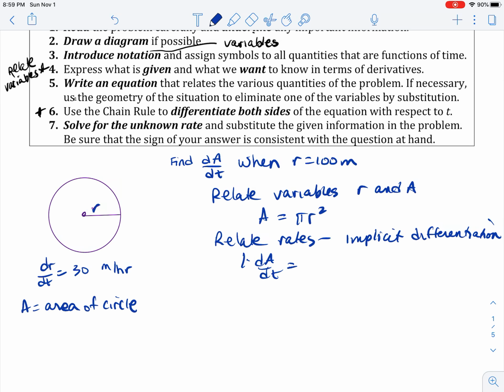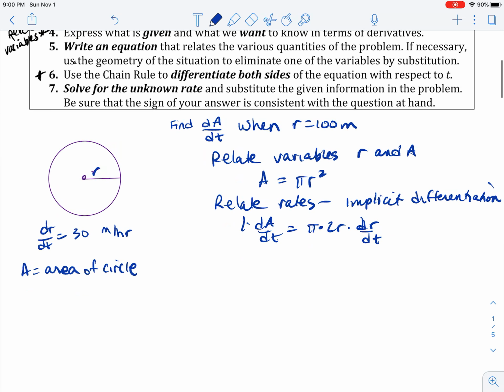Okay, so what's the derivative of A? 1 times dA/dt. What's the derivative of pi r squared? Pi times 2r dr/dt, right? Because the derivative of a constant times a function is that constant times the derivative of the function, and we're also using implicit differentiation, which includes the chain rule.